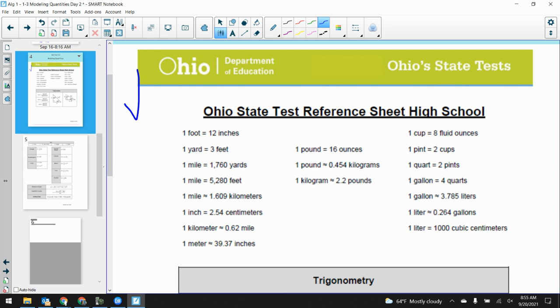And then we got some weight ones down the middle. A pound is 16 ounces, but a pound is also 0.45 kilograms. And a kilogram is 2.2 pounds. And then we also have these fluid ones as well. It's like when you're cooking. 1 cup is 8 fluid ounces. 1 pint is 2 cups. 1 quart is 2 pints. 1 gallon is 4 quarts.